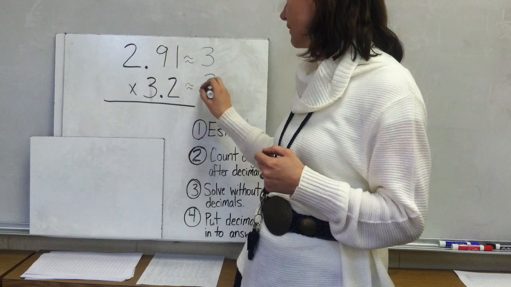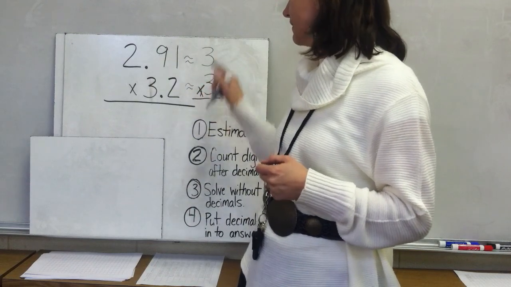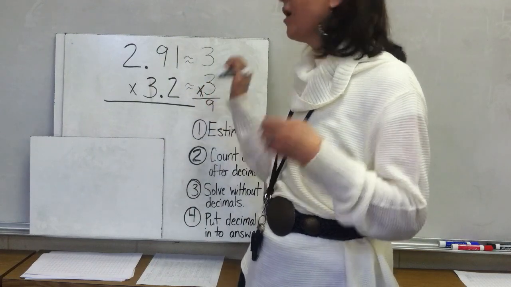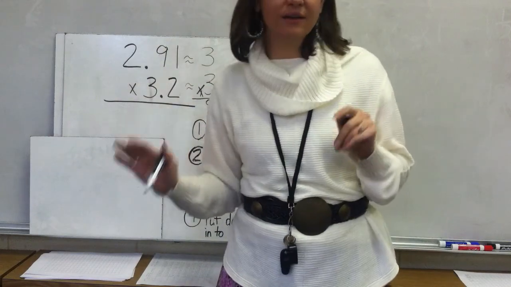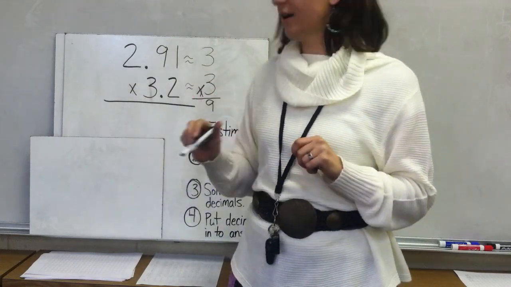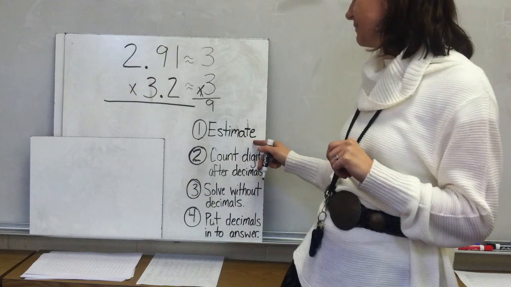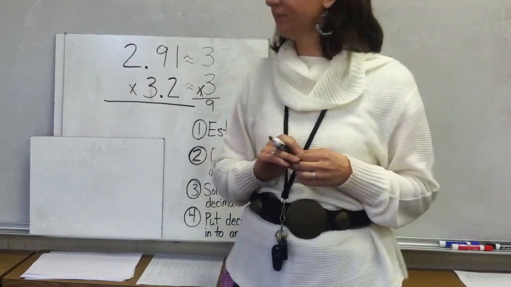Well, what's 3 times 3? Of course, you know it's 9. So we know our answer is not going to be exactly 9, but it's going to be pretty close to 9. So the first step we do is we estimate what our answer is going to be.